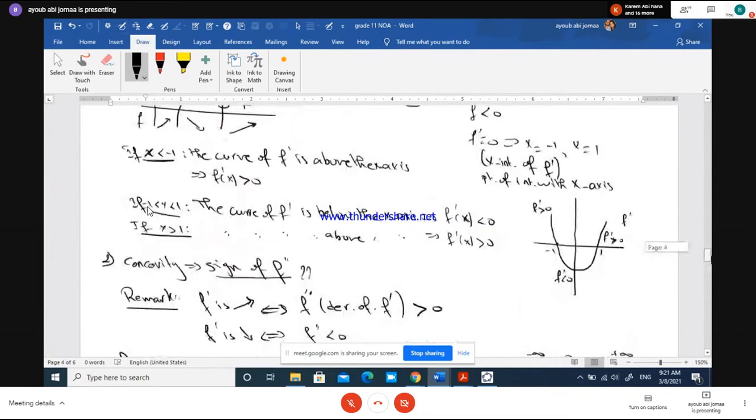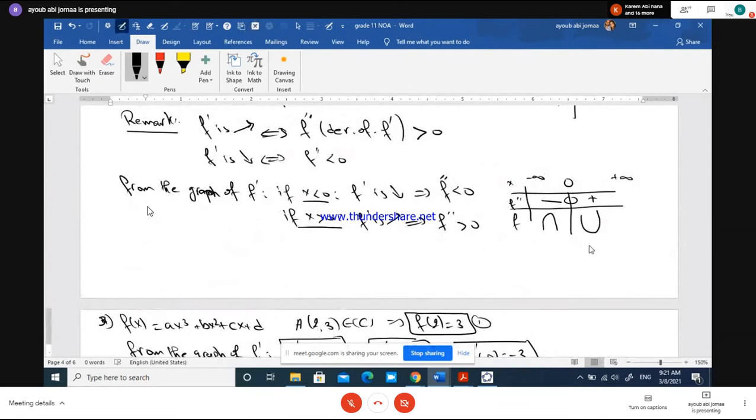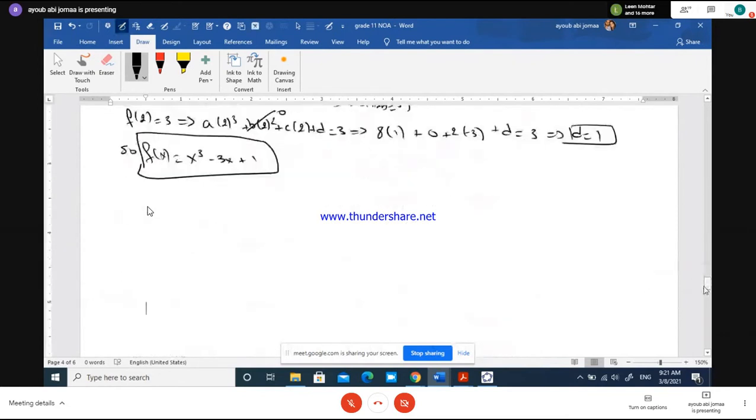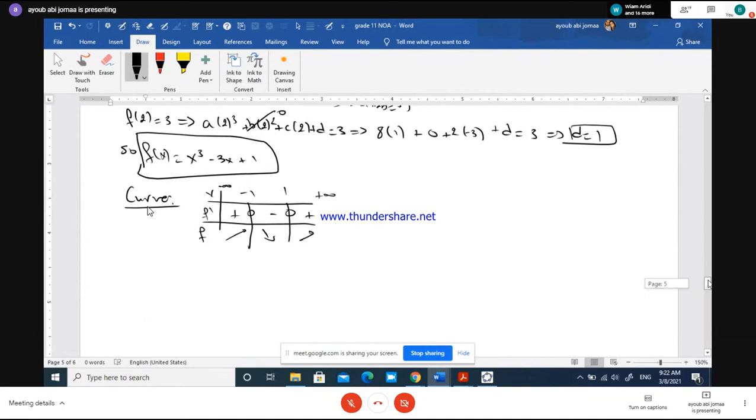Okay. We just need to find these points, not more. The table for the curve. The table of variations, you have x, f prime, and f. We had negative 1, 1, negative infinity to positive infinity, zeros. It was positive, negative, positive. It was increasing, decreasing, increasing. This is from part 1.